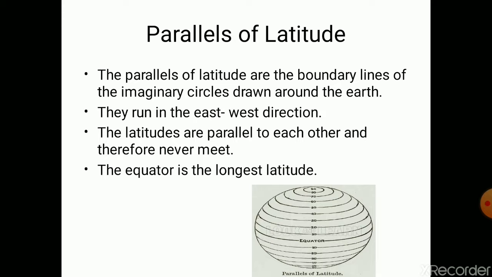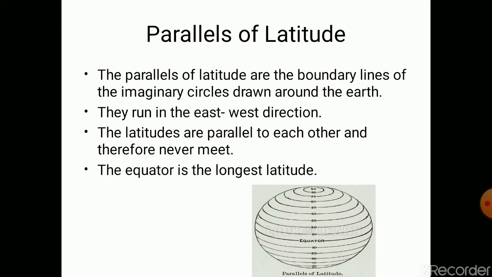The latitudes are parallel to each other and therefore they never meet. These parallels of latitudes have been named so because they are parallel to each other. Parallel means they never meet and the distance between them remains the same always.